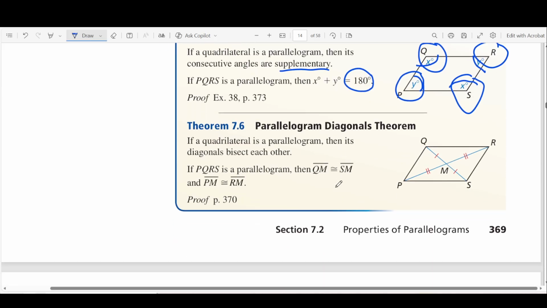Then the parallelogram diagonal theorem says that these two diagonals bisect each other. Bisect means they divide each other equally, like QM, this length, is equal to MS, and MR is equal to MP. Okay?